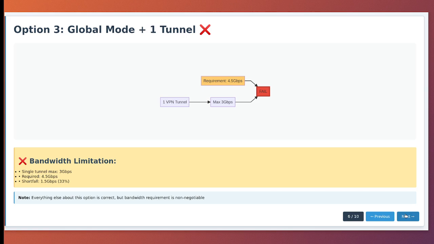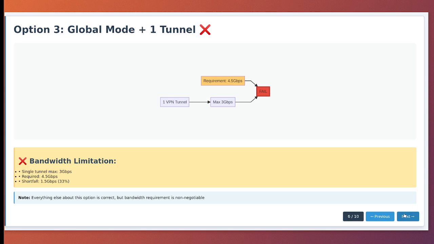Examining option 3. Global mode with 1 tunnel. The third option uses global dynamic routing mode and correctly places the cloud router, but it only creates 1 VPN tunnel. This is where the bandwidth mathematics become critical. A single cloud VPN tunnel maxes out at 3 gigabits per second, but we need up to 4.5 gigabits per second. This option fails the fundamental bandwidth requirement. No amount of optimization or configuration can make a single tunnel exceed its 3 gigabits per second limit. You might achieve 3 gigabits per second with perfect conditions, but you'll never reach the required 4.5 gigabits per second.